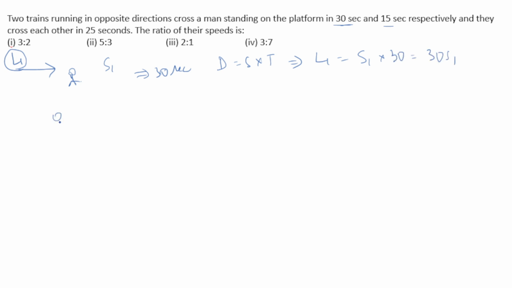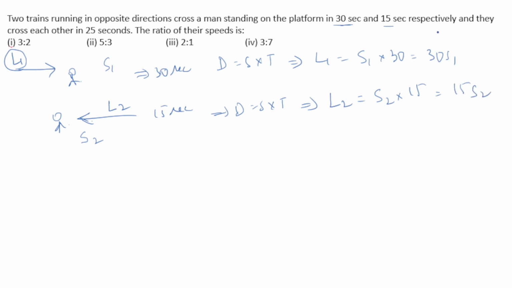And the second train is crossing the man standing on the platform in 15 seconds. The time taken is 15 seconds, the length of the second train is L2 and the speed it is traveling at is S2. So here again distance is equal to speed into time. What is the distance traveled by the second train? It is nothing but the length of the train. L2 is equal to speed S2 into 15, that is 15 S2.